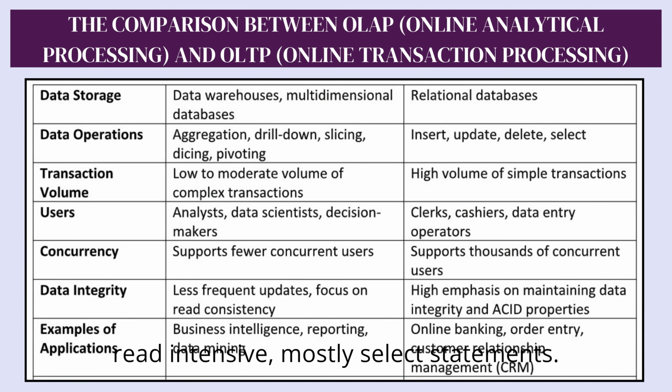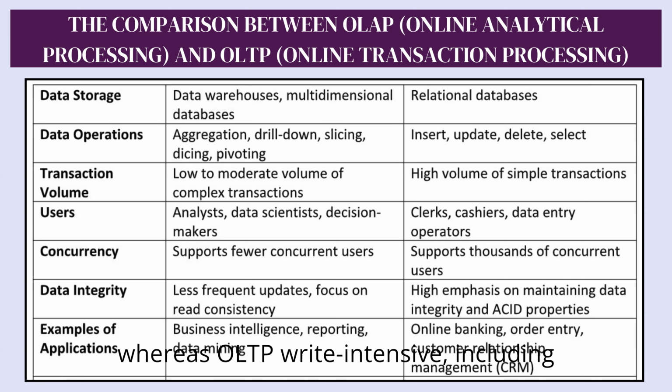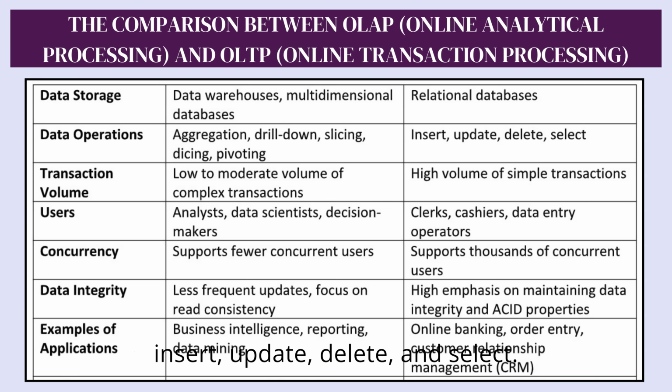OLAP is read-intensive, mostly select statements. Queries typically take longer, and it is optimized for query performance, with denormalized data structures, often in the form of data cubes, and takes larger volumes of data, whereas OLTP is write-intensive, including insert, update, delete, and select. It takes sub-second response times, with highly normalized data structures and smaller volumes of data.